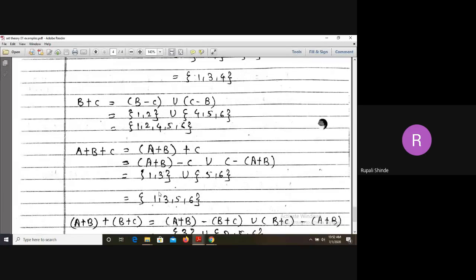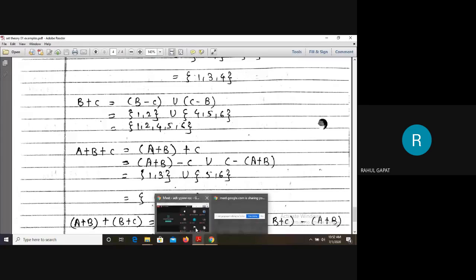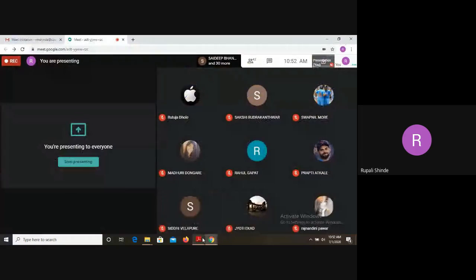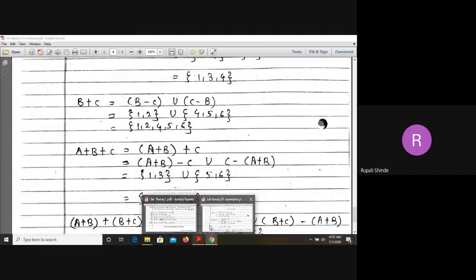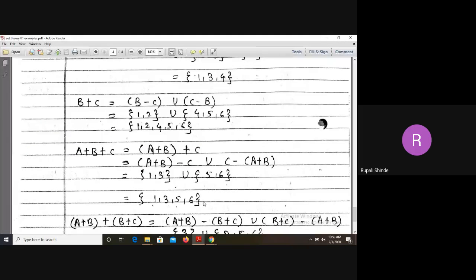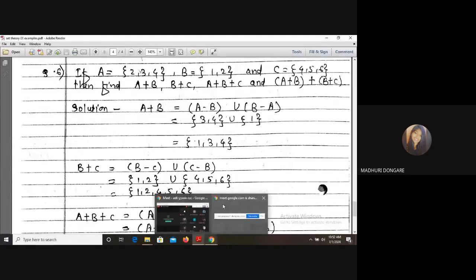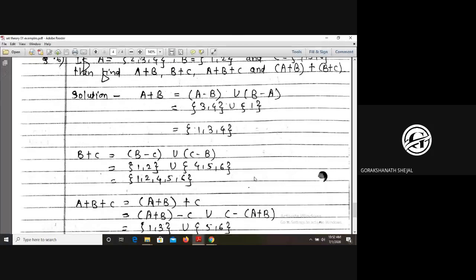Have you understood these operations on sets? No, ma'am. For which operation you need repetition? Have you understood this Boolean sum plus operation? Yes, ma'am. Explain that. Your voice is not clear. What you are saying? Repeat it once.